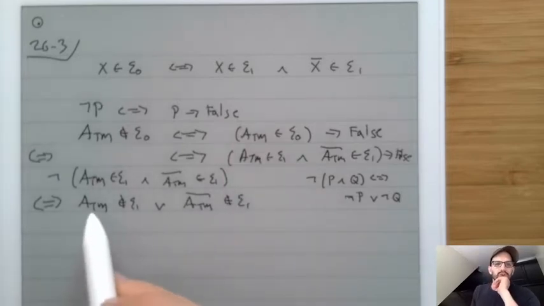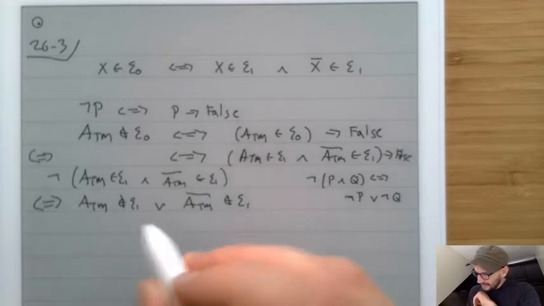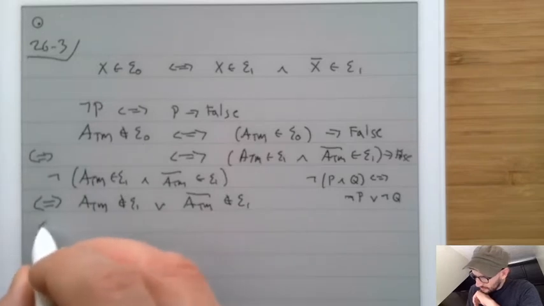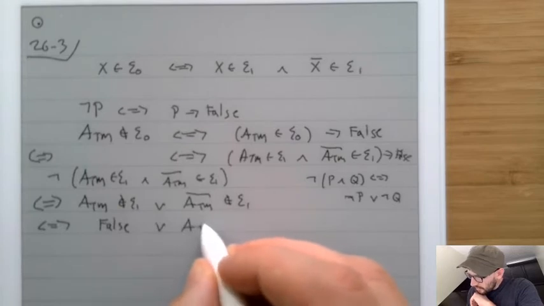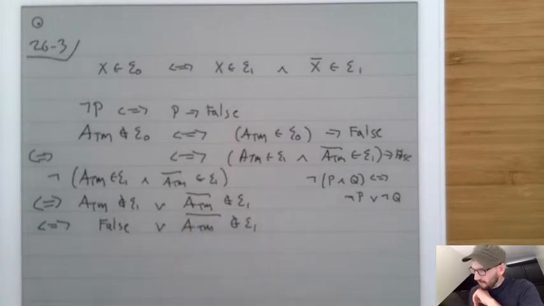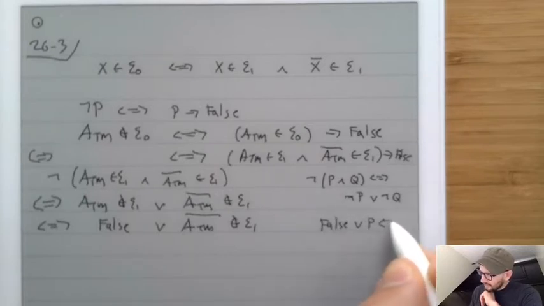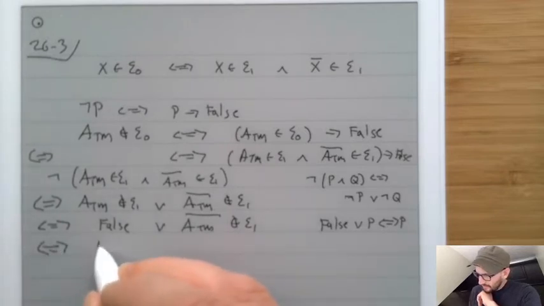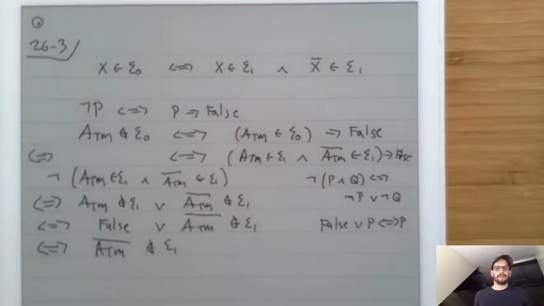Well, we actually know that ATM is inside of sigma 1. We've already proved that. We have an implementation. You can go look at a universal Turing machine. So that means that this right here is equivalent to false or not ATM is not inside of sigma 1. Well, anytime that you have false or P, that is equivalent to just P. So therefore, this is equivalent to not ATM is not inside of sigma 1. And boom, we just did it.